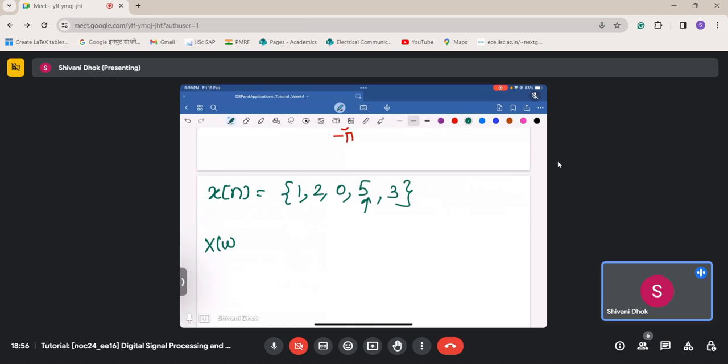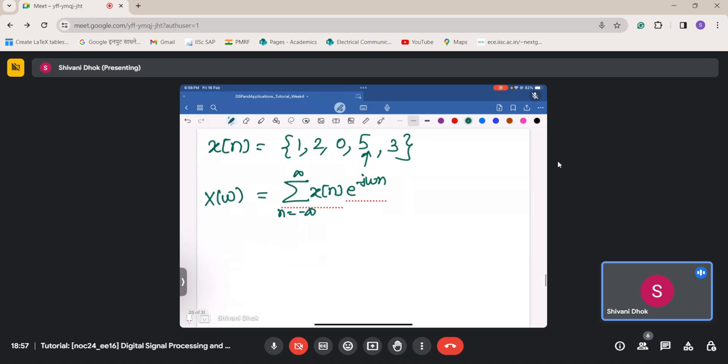Then this X of omega, by standard definition, will be the summation, n running from minus infinity to infinity, of x of n into e power minus j omega n. Now, if this is located at n equal to 0, this is at minus 1, this is at minus 2, this is at minus 3, and this is at 1, then from minus 3 to 1 it is non-zero, otherwise it is 0.